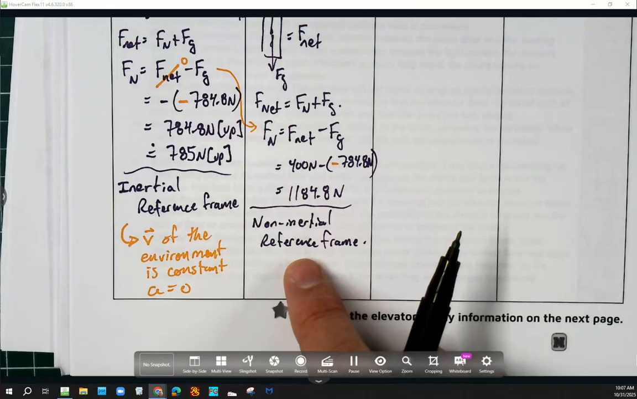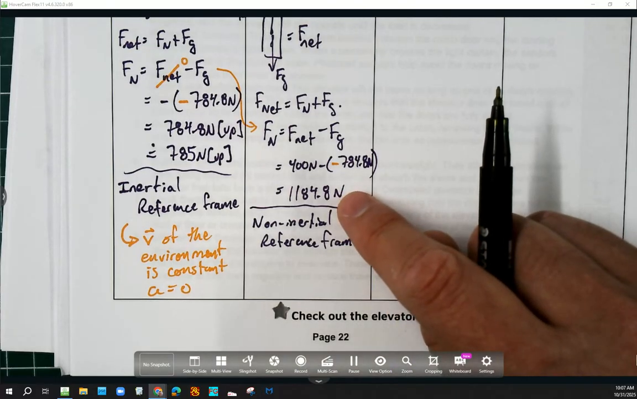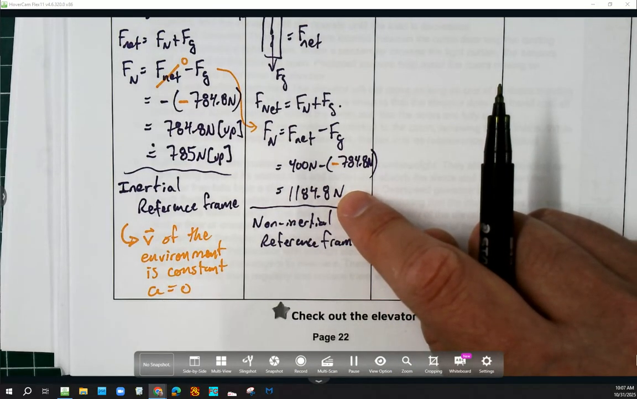And in this case, when you're in a non-inertial reference frame, the thing that changes is that you would feel a normal force that's not going to be equal to gravity. That makes sense. Now, we could talk about other things.